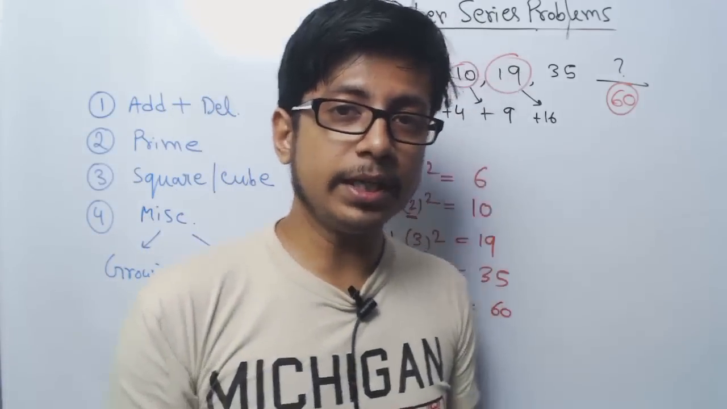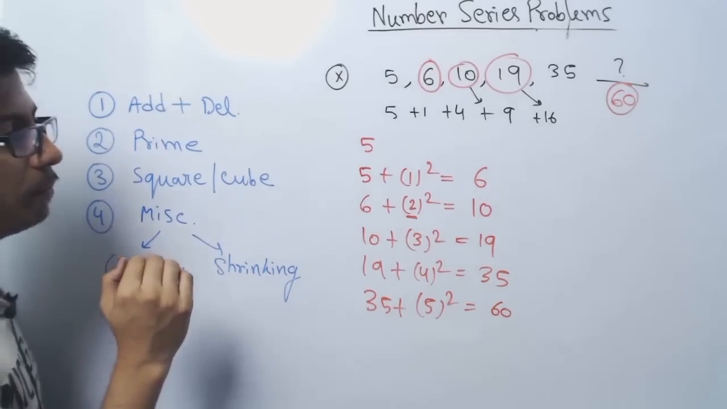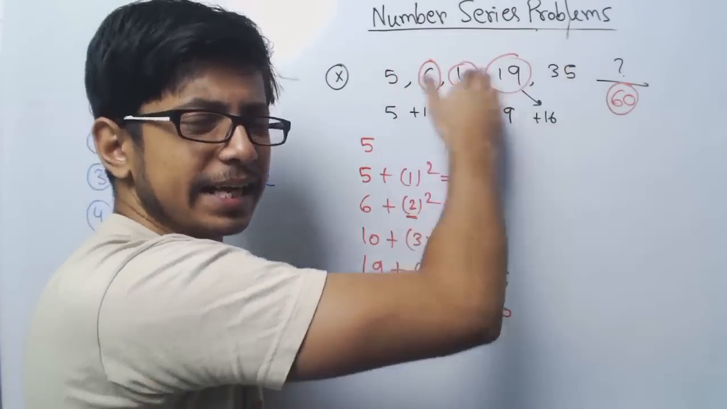Okay, so you see, this belongs to the square or cube series, but you know, a square series does not always mean there will be 4, 9, 16 like that.